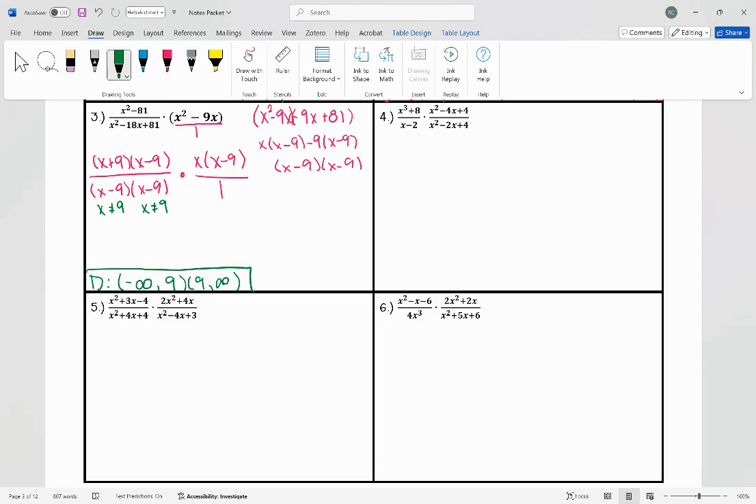And then I can start canceling. So I have an x minus 9 here that cancels. And they only cancel one by one. Okay, so here I can cancel again because there's 2 on the top and 2 on the bottom. So then I am left with x plus 9 on the top multiplied with that x over 1, or you can just write it like this. I'll take either.